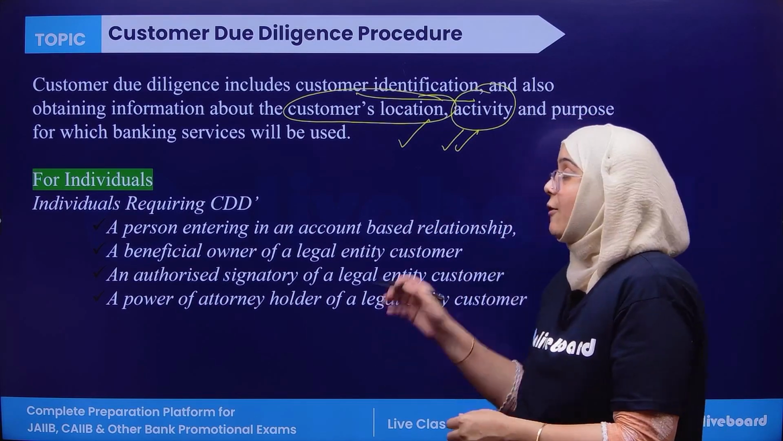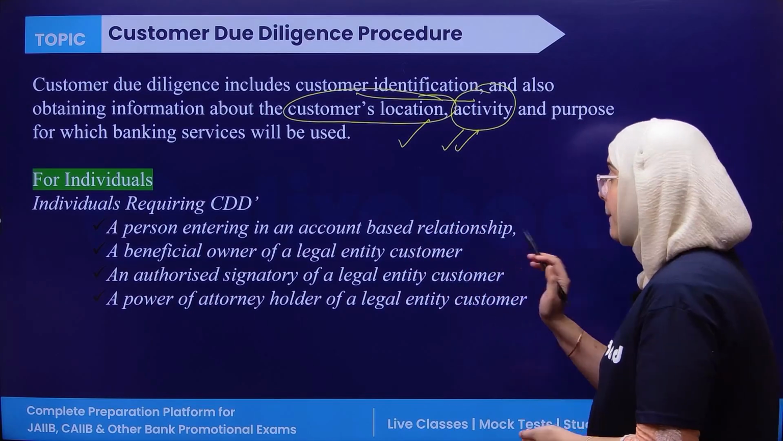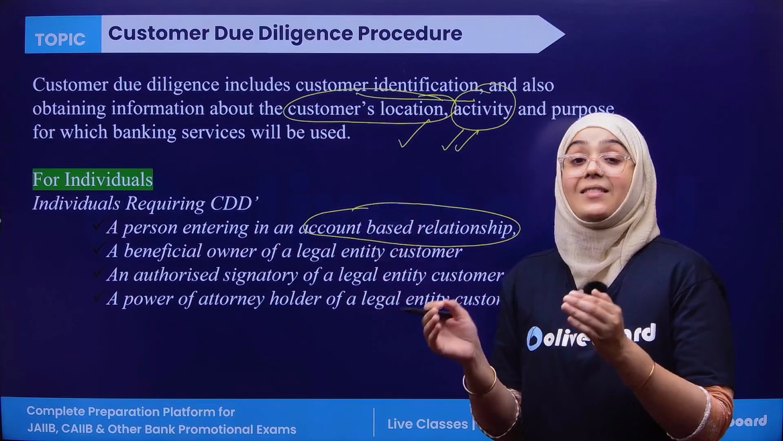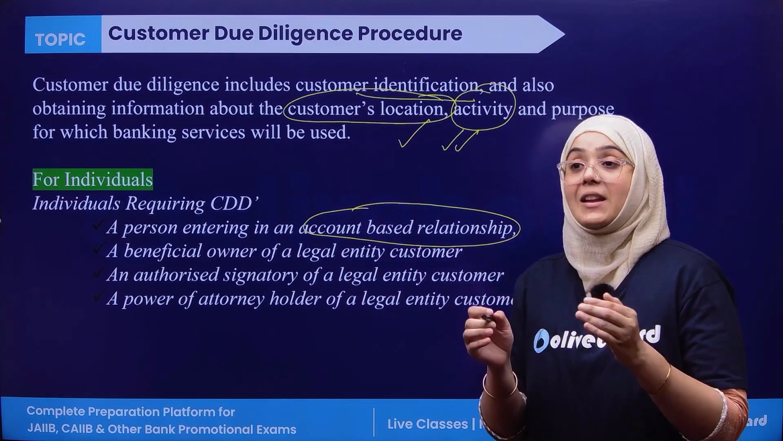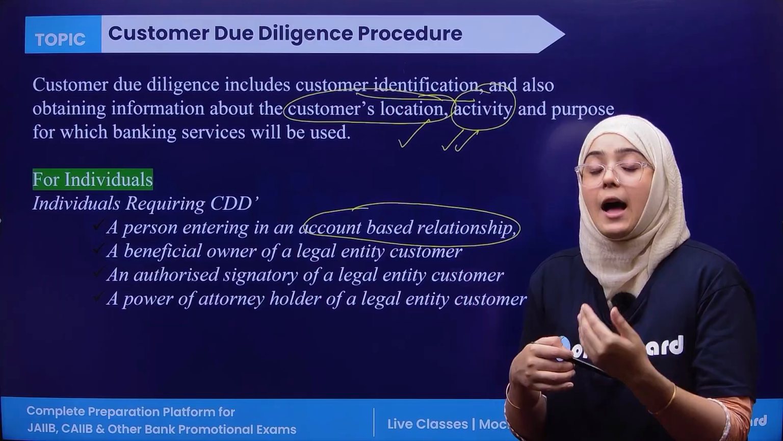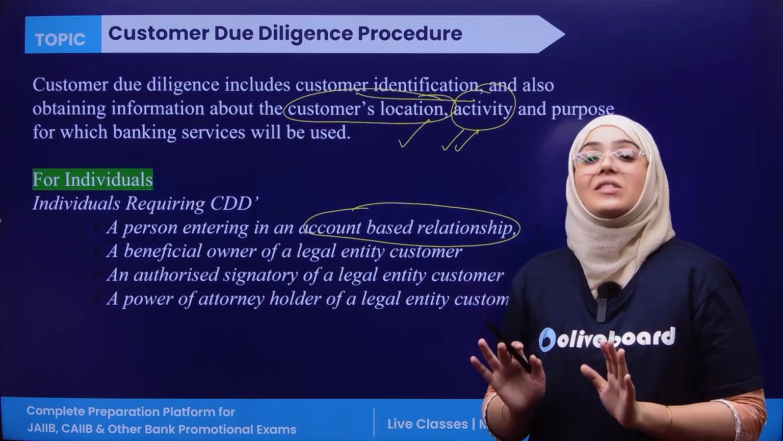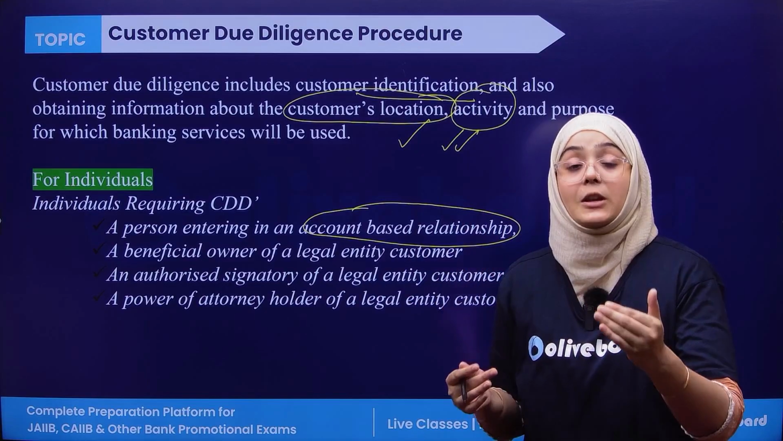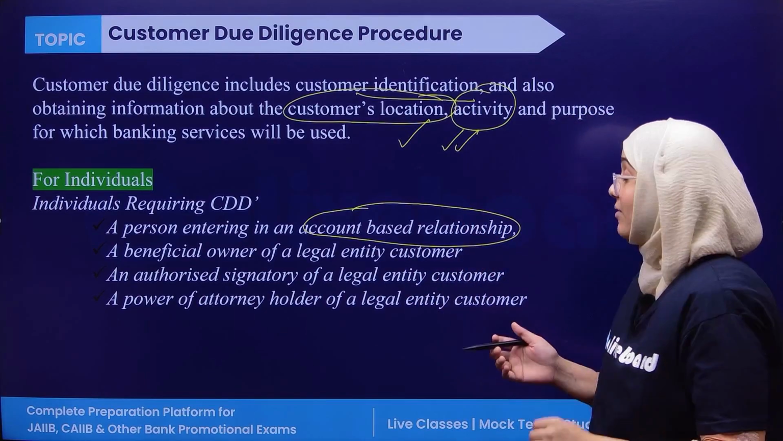For example, if we're talking about the individual, a person who has an account based relationship. So if a person is entering into an account based relationship, meaning a person wants to open an account with the bank, then due diligence is a must, because you are engaging with that bank for a very long period of time. That's why due diligence is very important.